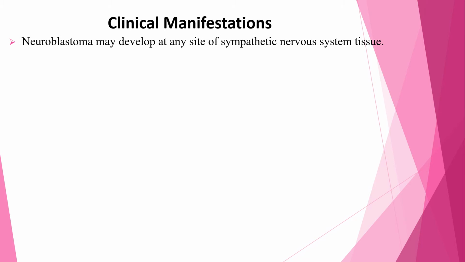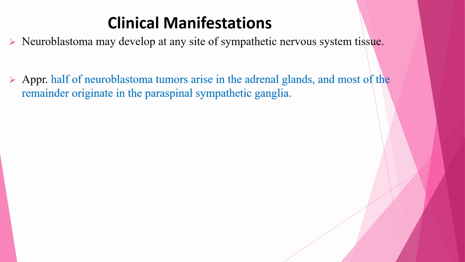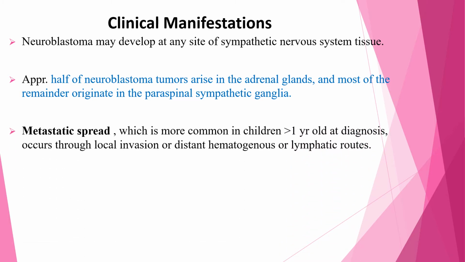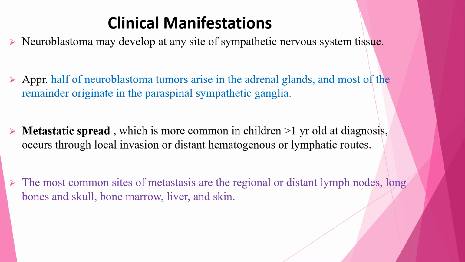When we see the clinical manifestation of neuroblastoma, it may develop at any site of sympathetic nervous system tissue, and approximately half of neuroblastoma tumors arise in the adrenal glands, and most of the remainder originates in the paraspinal sympathetic ganglia. Metastatic spread, which is more common in children greater than 1 year old at diagnosis, occurs through local invasion or distant hematogenous or lymphatic routes. The most common sites of metastasis are the regional or distant lymph nodes, long bones and the skull, bone marrow, liver, and the skin. Lung and brain metastases are rare, and are responsible for less than 3% of cases.